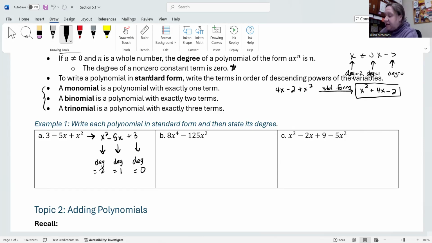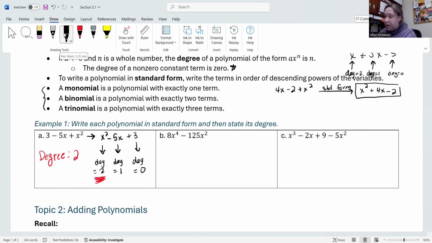So when you're looking at this, we have the degree of the first term. We're still in part A. The degree there is 2. The degree of the middle term is 1. The degree of the constant is 0. So the largest degree of an individual term is 2. So we would say the entire polynomial is degree 2.